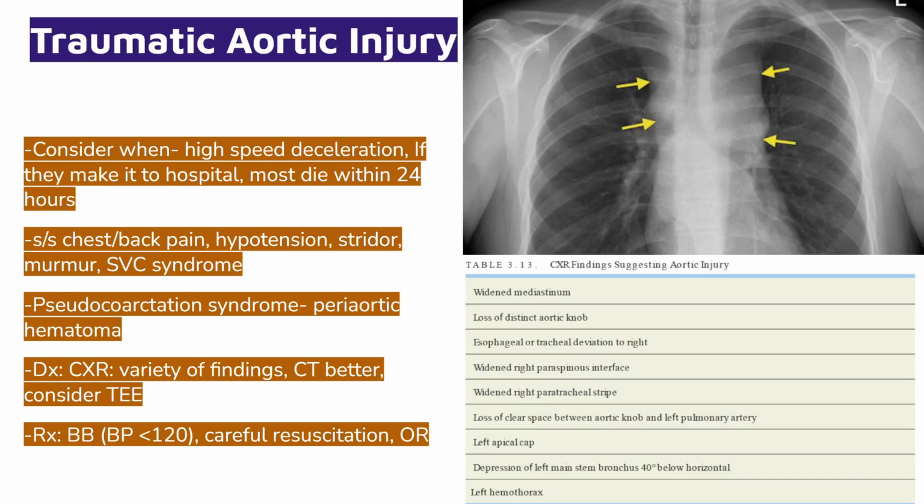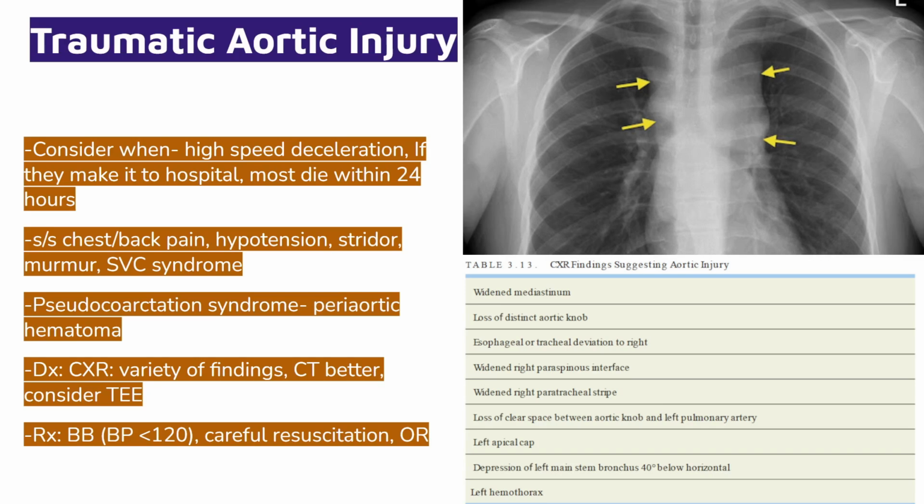Traumatic aortic injuries. Okay, there's a lot of chest x-ray findings that may suggest this, but I would say wide mediastinum is going to be your big clue. Most of these patients die before they come to the hospital, and if they make it to the hospital, they typically die there. These patients will have chest and back pain, hypotension, stridor, murmur, SVC syndrome.